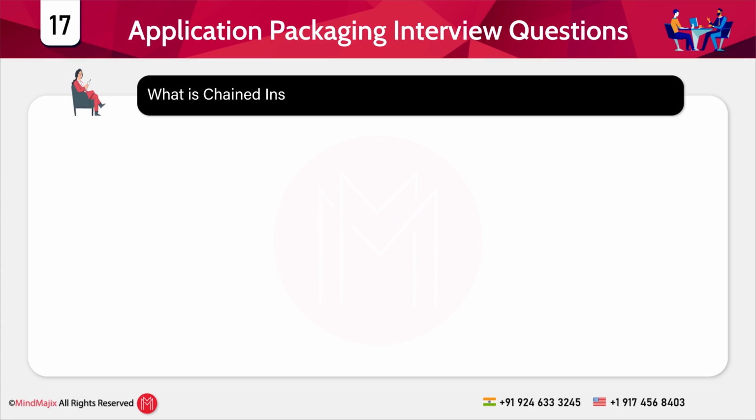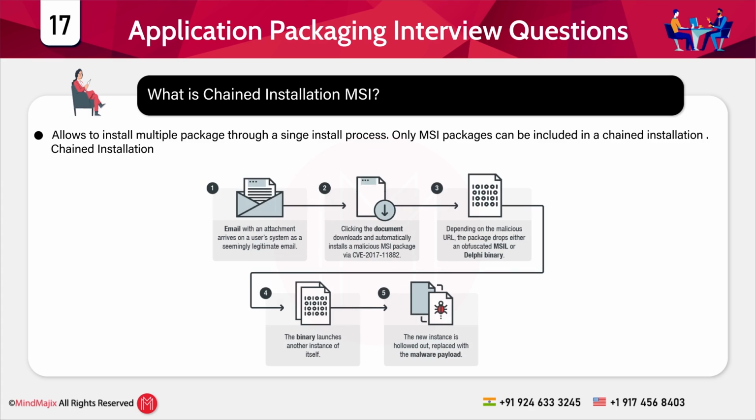What is chain installation MSI? Chain installation MSI allows to install multiple packages through a single install process. Only MSI packages can be included in a chain installation. So there will be n number of MSIs, and they will get installed through a single install process. So that is what is called chain installation. Chain installation can run only on systems which have Windows Installer 4.5 or higher.